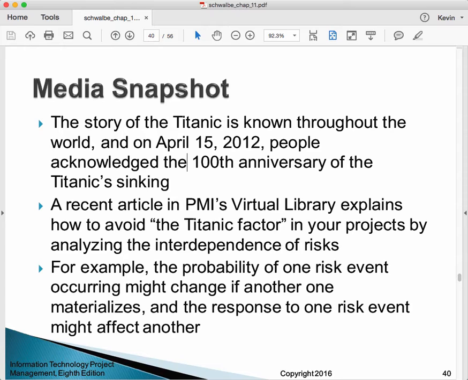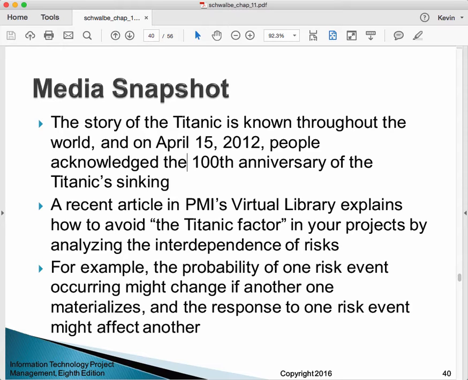Here's a media snapshot story. The story of the Titanic is known throughout the world. It happened over 100 years ago now that the Titanic sank. A recent article on PMI's virtual library explains how to avoid the Titanic factor in your projects by analyzing the interdependence of risks. For example, the probability of one risk event occurring might change if another one materializes, and responses to one risk event might affect another.